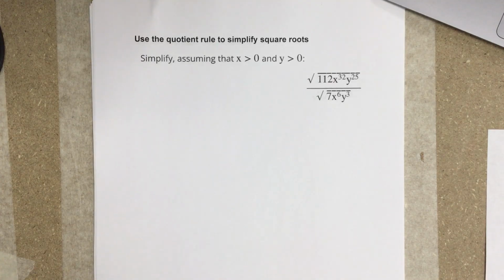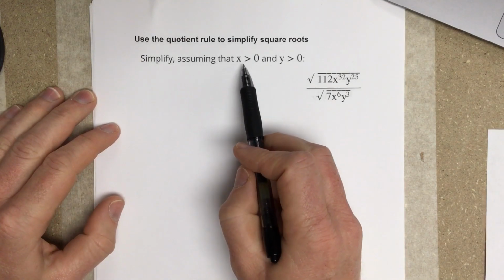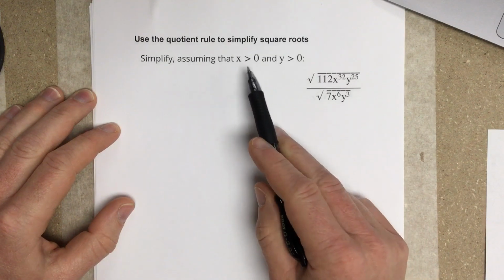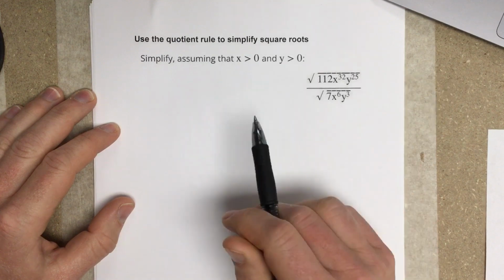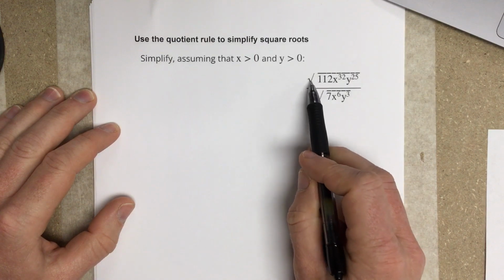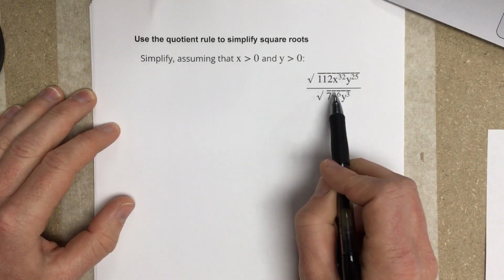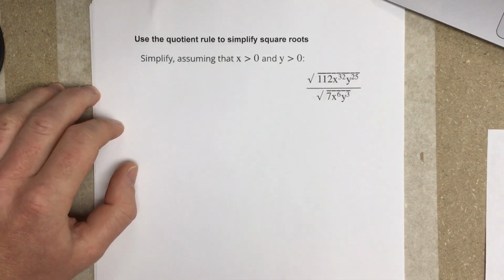In this video, we're going to use the quotient rule to simplify square roots. It says simplify, assuming that x is greater than 0 and y is greater than 0. They're doing that because of the denominator, so we can kind of ignore that. But you have a square root in the numerator for this fraction, and you have a square root in the denominator for the fraction.